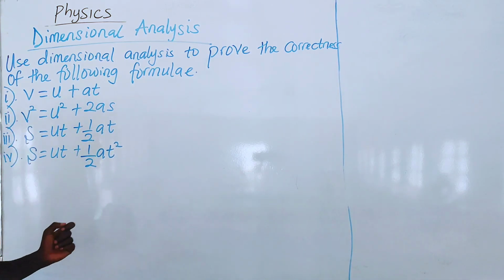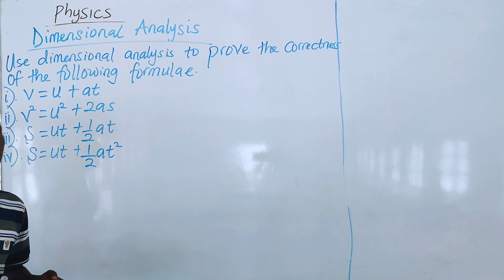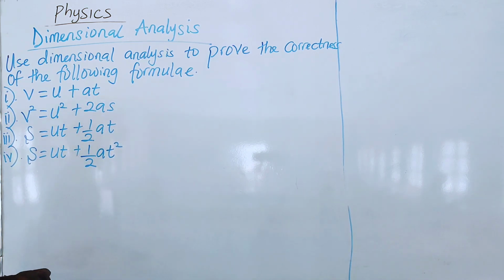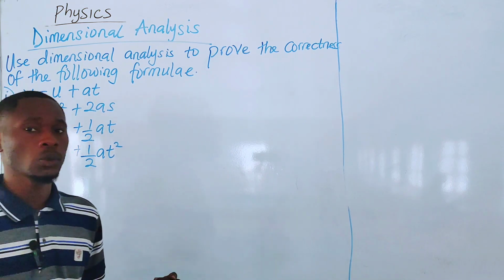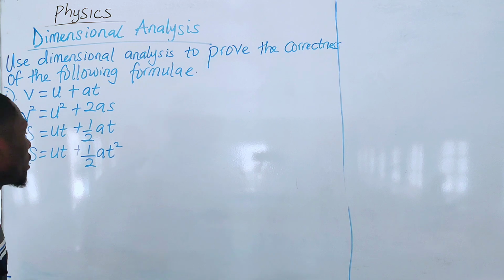So all the symbols here have their usual meaning. V here stands for the final velocity of the body. U stands for the initial velocity of the body. A here stands for the acceleration of the body. T here stands for the time taken. And S stands for the distance. So let's verify to check if they are dimensionally correct or not.